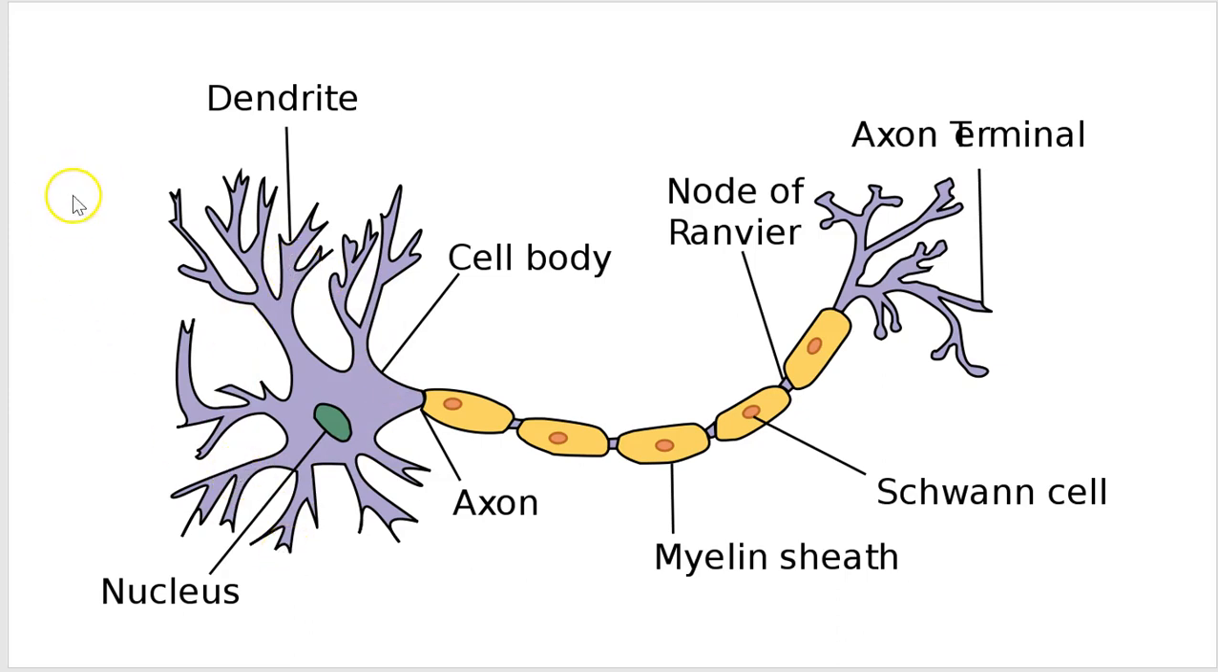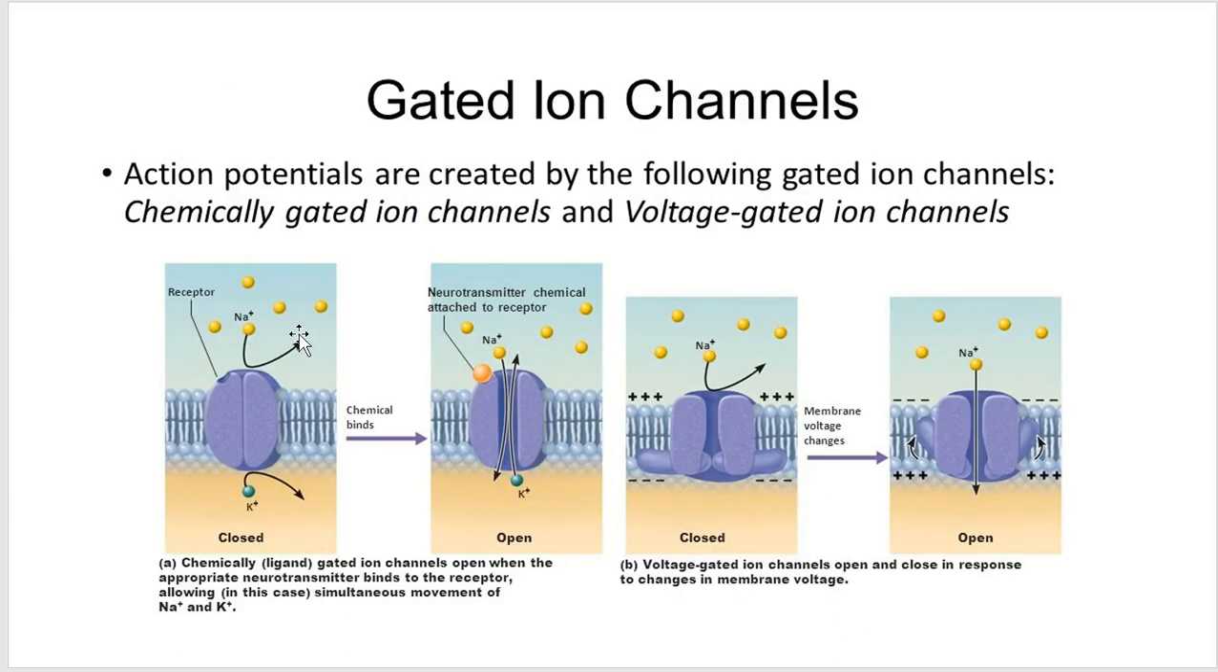So remember, other neurons are sending signals through neurotransmitters. Certain neurotransmitters are going to bind, some are going to open sodium gated channels, others are going to open potassium gated channels. The second type of gated ion channels are voltage gated channels. These respond to the voltage of the neuron. Voltage we're going to talk about as a charge.